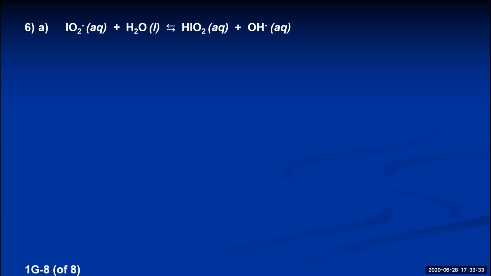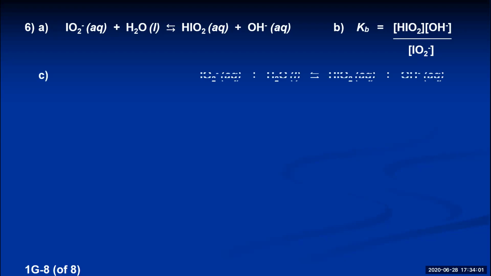B, write the equilibrium constant expression for the hydrolysis reaction and tell if it's a Ka or Kb. Well, iodite is acting as a base, so the equilibrium constant expression is going to be a Kb expression, and it's going to be products over reactants, the iodous acid molarity times the hydroxide molarity over the iodite ion molarity. C, calculate the value for the equilibrium constant Kb. So we're going to do that with an ICE table.